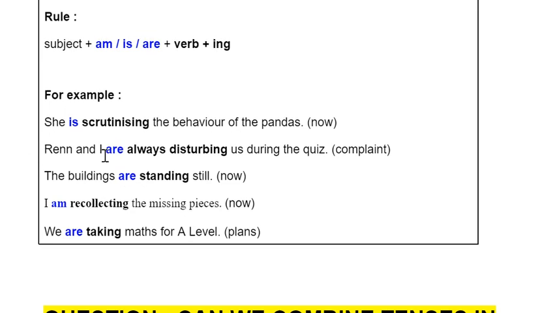Okay, Ren and I are always disturbing us. Oh, Ren, maybe this doesn't make sense. Okay, maybe Ren and John are always disturbing us during the quiz, stating a complaint. Okay, the buildings are standing still now. Okay, telling you now, I am recollecting the missing pieces now. That's what has been happening now. We are taking maths for A level, a subject planned in the future.